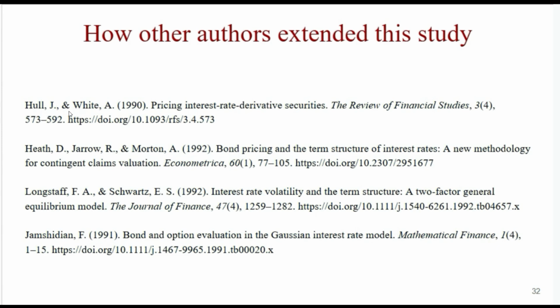Hull and White extended the BDT model by proposing other one-factor and multi-factor models, including trinomial trees. Heath, Jarrow, and Morton provided a multi-factor extension of the term structure modeling used by BDT. Longstaff and Schwartz extended the BDT model by incorporating a second stochastic factor that improved its ability to match observed interest rate movements. And Jamshidian expanded on BDT's one-factor approach using Gaussian interest rate models. So overall, other researchers might be extending the model by proposing multi-factor extensions or alternative distributions for interest rates.